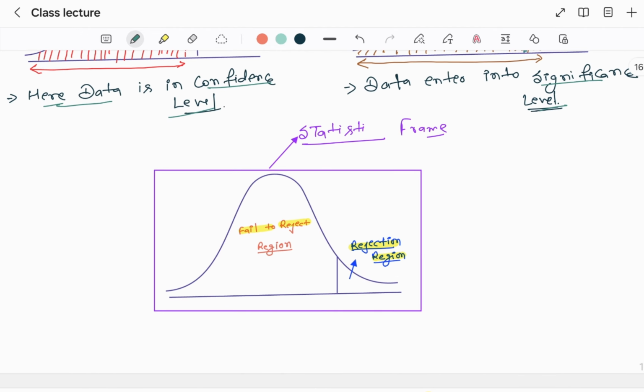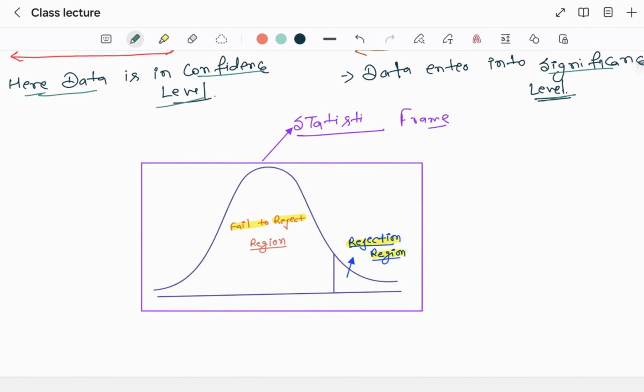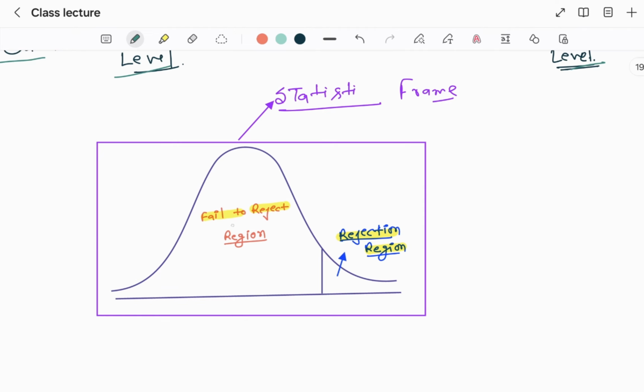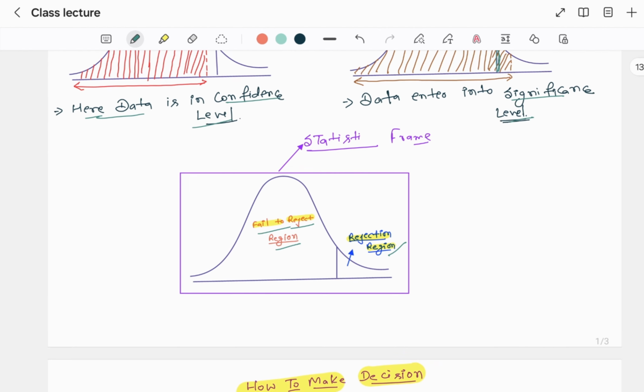We have decided our statistical framework. The statistical framework is divided into the confidence level and the significance level. These two regions are also called by other names: the fail to reject region and the rejection region, right? So these two regions are called by these names.